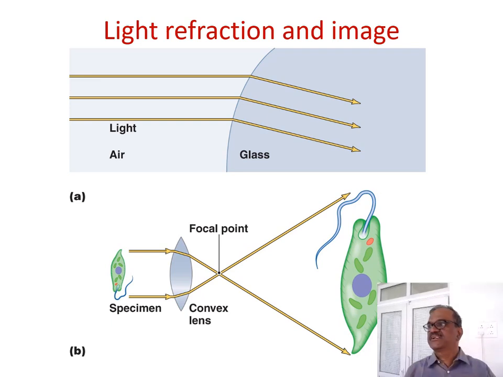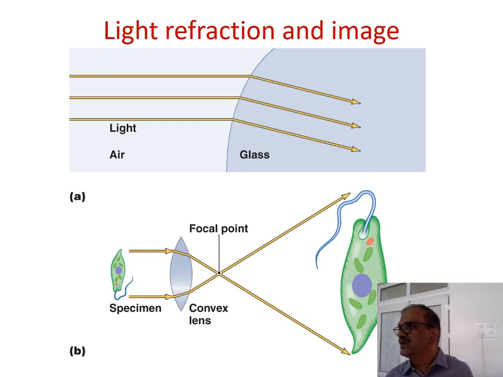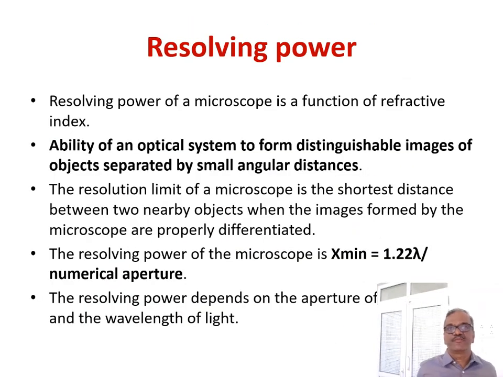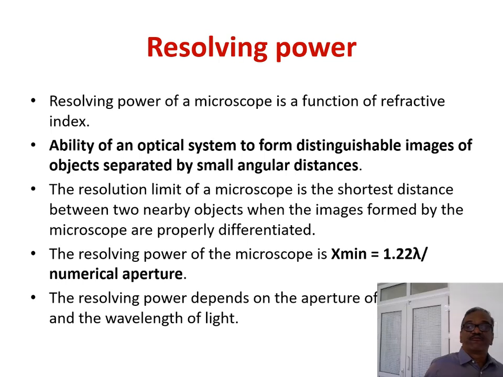So refraction and image formation is another principle. The first one is wavelength. The second one is refraction and image. What is the third one? Resolution or resolving power. It depends upon the refractive index. So what is that? It is the ability of the optical system to form distinguishable images of objects separated by small angular distances.